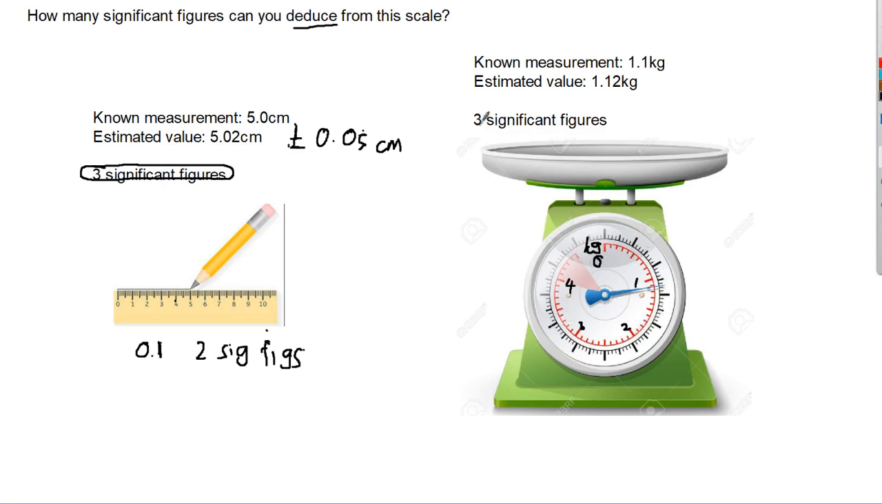And you can also do 1.1 kilograms as the known measurement. It's two significant figures, but our estimated value is the amount of significant figures that we can deduce, which is 1.12 kilograms.